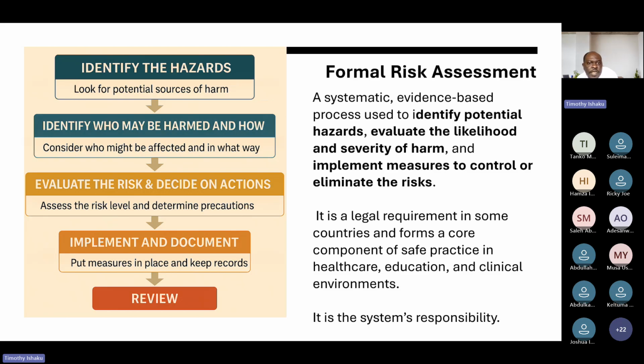The formal one is usually a systematic, evidence-based process, a bulky document that you go through to identify the potential hazards, where you're looking for potential sources of harm. Once you identify those hazards, you evaluate the likelihood of harm and severity of injury, identify who may be harmed and how, assess the risk level, determine the precautions, and implement measures to control the risk.